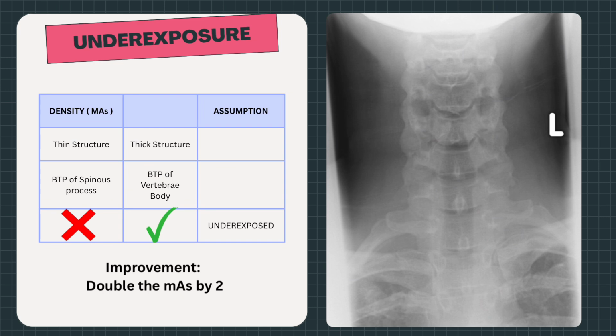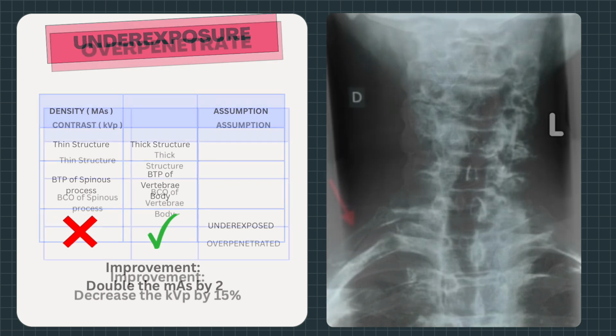Next is the underexposed radiograph. By evaluating the density of this radiograph, the BTP of the thin structure, which is the spinous process, cannot be seen, and the BTP of thick structure, which is the vertebral body, can be seen. This indicates there are fewer X-ray photons reaching the IR, and the radiograph is underexposed. To improve, double the mAs by 2.